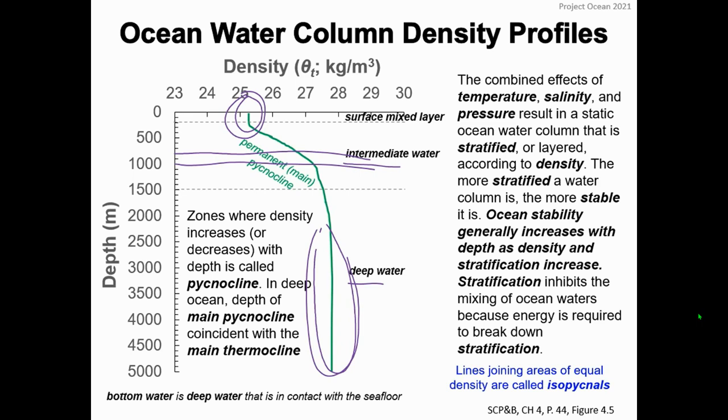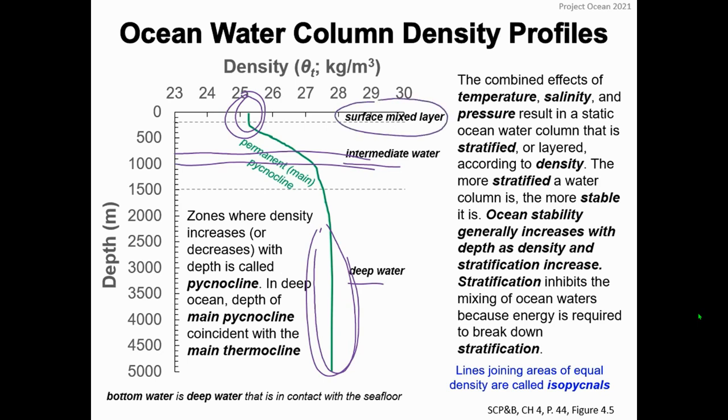So ocean stability generally increases with depth as density and stratification increase. That stratification and layering inhibits mixing because energy is required to break down stratification. So the more stratified a water column, the more stable it is and the harder it is to mix. Now we'll see when we get into wind-driven circulation, the mixing of an ocean water column comes from the surface and decreases rapidly with depth.